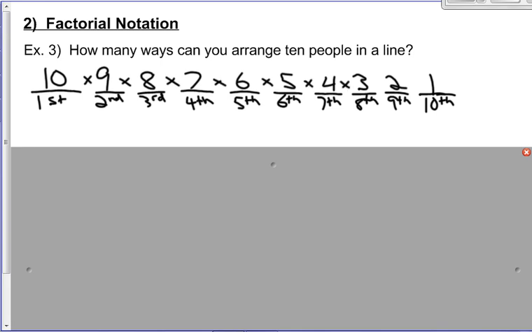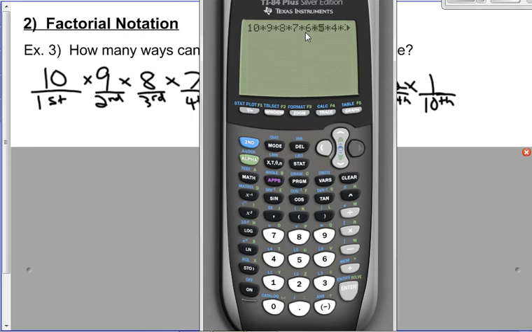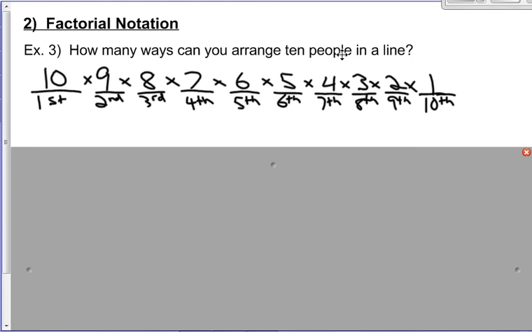So we can do that in the calculator. Let's find out what 10 times 9 and so on makes. So 10 times 9 times 8. There, I've got it all typed in. You can't see it, but it does go along. 4, 3, 2, 1. Press enter or equals, we get 3.6 million. Wow, that's a lot. And it was kind of painful for us to put it in our calculator.